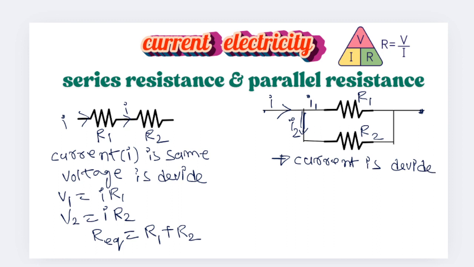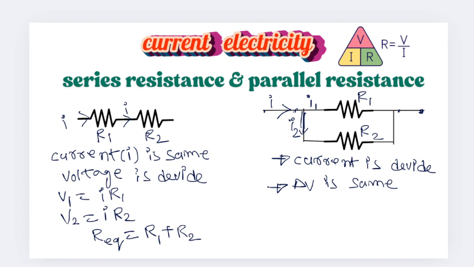Next, the potential difference is the same across the 2 points. Suppose I consider the potential difference from here to here. The potential difference across the 2 points is the same. The potential difference is the same in parallel resistance. So in parallel resistance, the current divides and the potential difference is the same. You have to consider these 2 points.